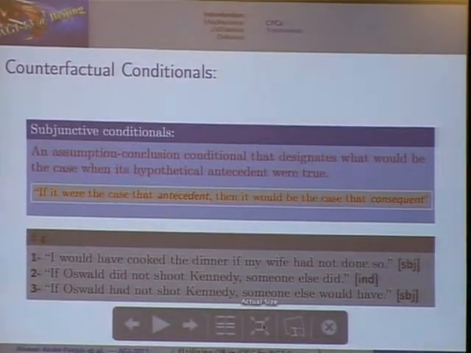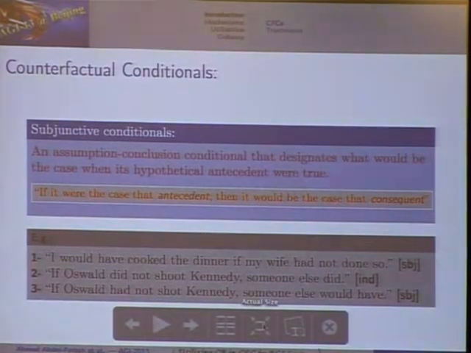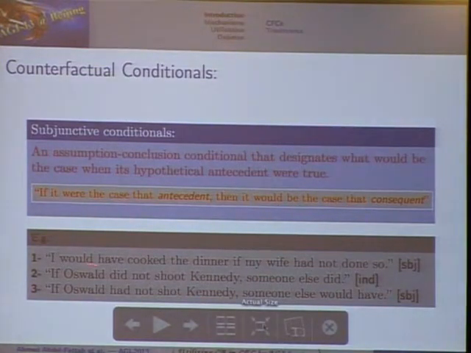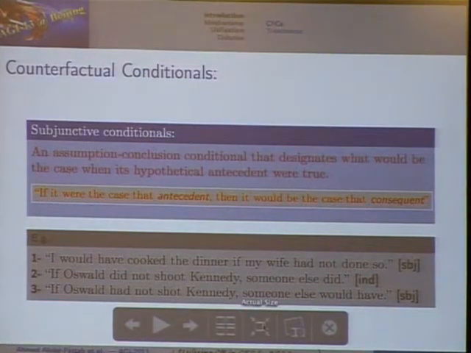So in this example, you can see the definition of counterfactual conditionals. If you don't know it, it's just a conditional in the form of what happens if an antecedent would be the case. So if it were the case that antecedent, then it would be the case that consequent. For example, I would have cooked the dinner if my wife had not done so. So this is in the subjunctive mode. So we are assuming something that is contrary to fact.